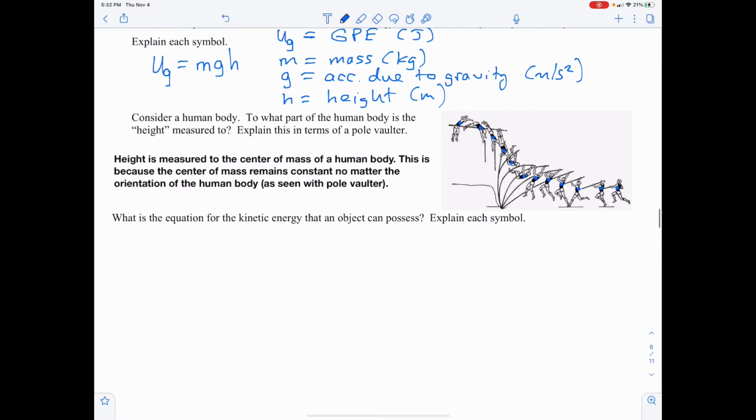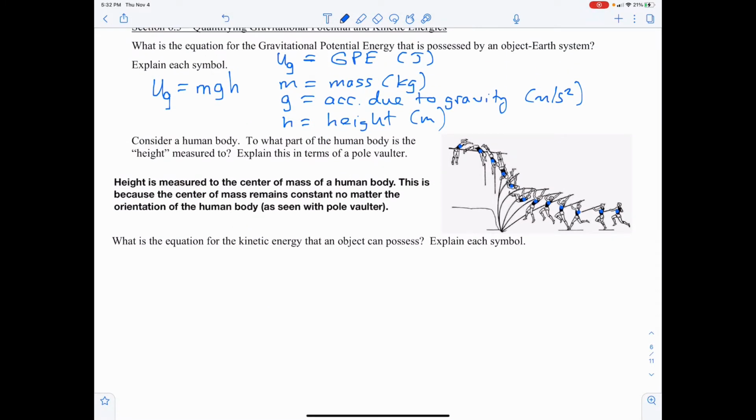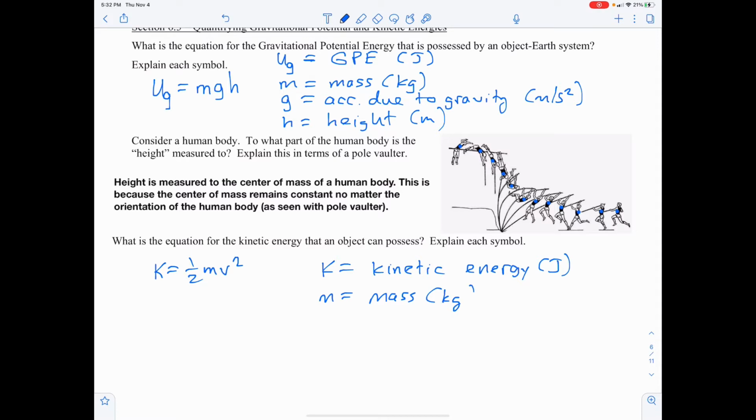What is the equation for kinetic energy that an object can possess? Well, kinetic energy is 1/2 mv squared. K is the kinetic energy, or the energy in motion. M is the mass, again measured in kilograms. And v is the speed or velocity measured in meters per second.